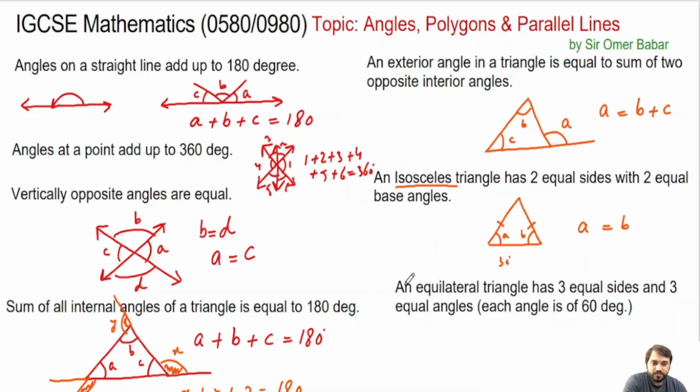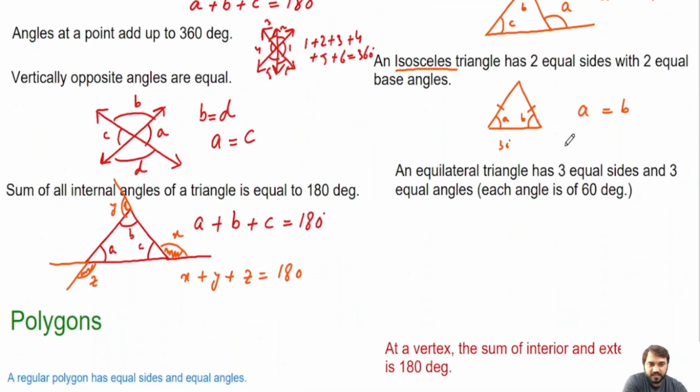The next one is an equilateral triangle has 3 equal sides and 3 equal angles. Equilateral triangle means a triangle in which 3 sides are equal and 3 angles are also equal. So these 3 sides are equal in length and all the angles are equal, and keep it in mind, each angle is 60 degrees, so they add up to 180 degrees. So this is an equilateral triangle.